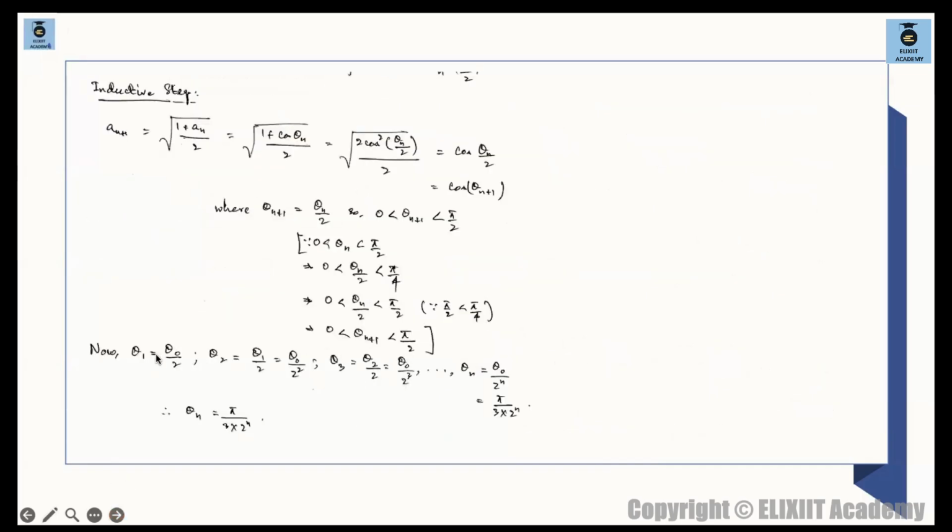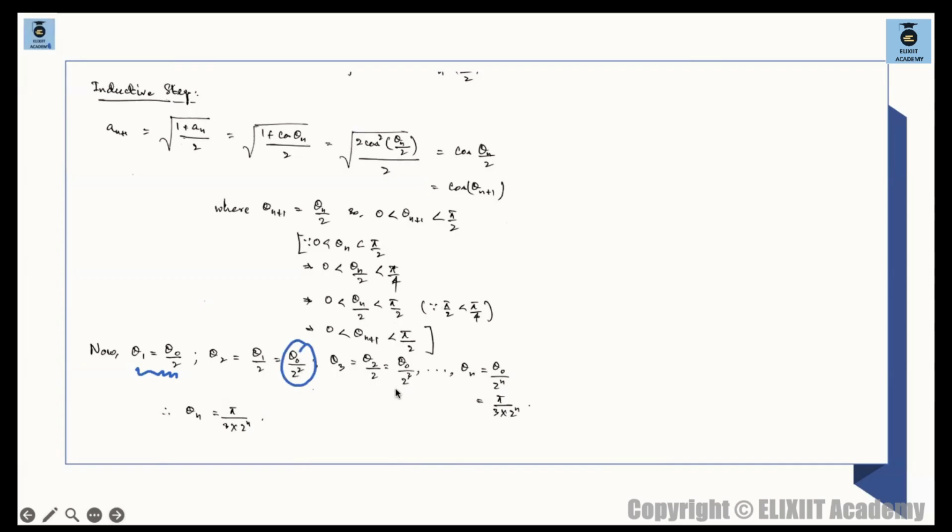Look, theta 1 is theta naught divided by 2. I've given it over here. Then the second time, theta 2 will be theta 1 divided by 2. Theta n plus 1 is basically theta n divided by 2. So theta 2 is theta 1 divided by 2. Again, we know the value of theta 1, which is theta naught divided by 2, so theta 2 is theta naught divided by 2 squared.